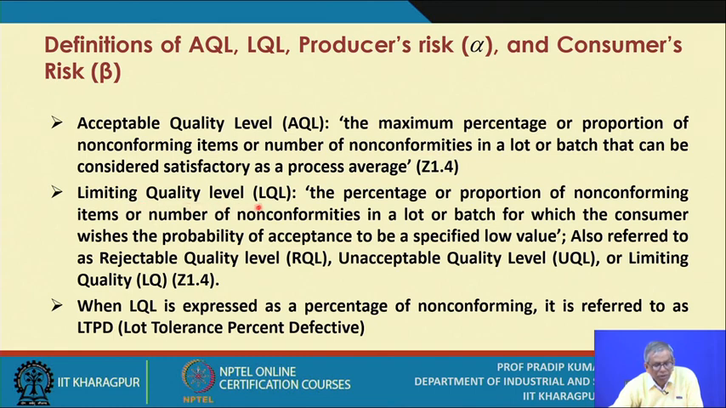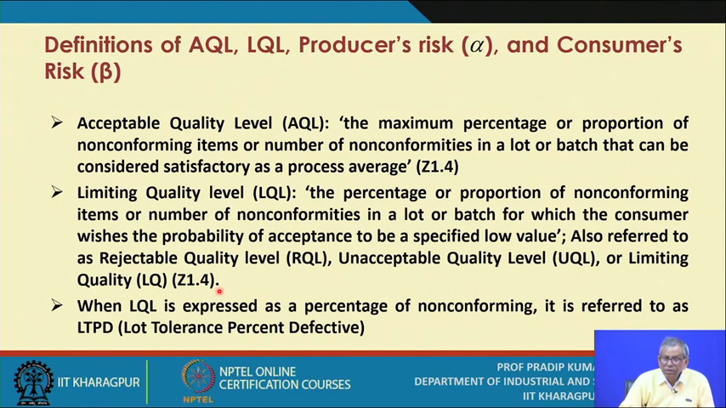Similarly, you have the limiting quality level, indicative of bad quality. The percentage or the proportion of non-conforming items or the number of non-conformities in a lot or batch for which the consumer wishes the probability of acceptance to be a specified low value. Also referred to as rejectable quality level, unacceptable quality level, UQL, or simply limiting quality. So this definition is also as per JEDEC 1.4 standards. Later on we will be discussing this particular standard.